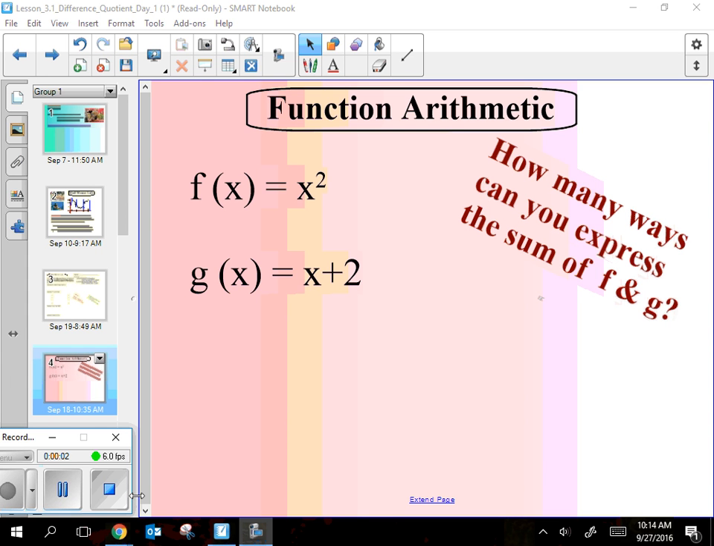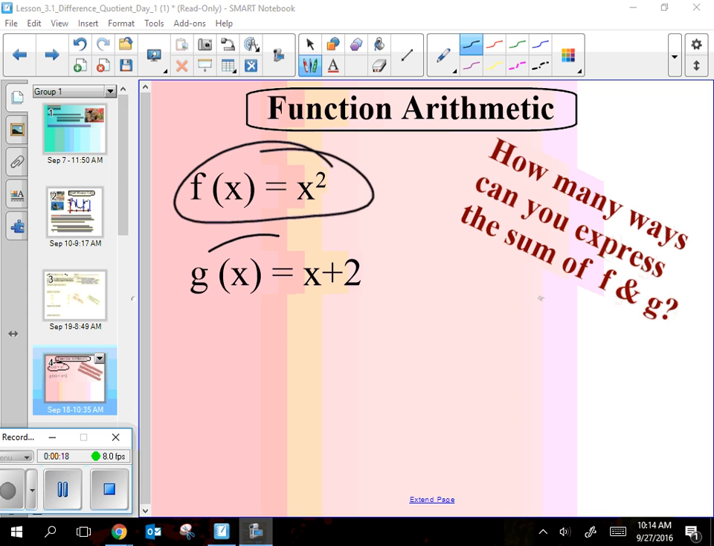All right, today is called difference quotients. The difference quotient is one of the two topics that we have for today, and the other is taking two functions and adding them, subtracting them, multiplying them, and dividing them. All right, so here are two functions.